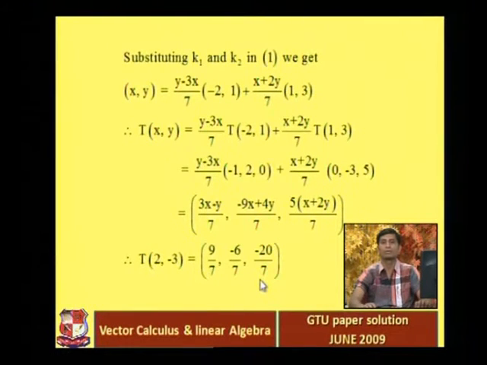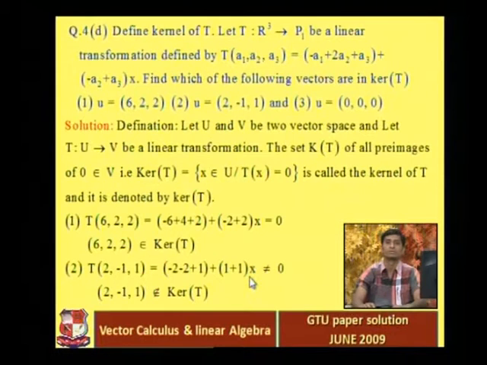The next question, question 4d: define kernel of T. Let T from R3 to P1, where P1 means the set of polynomials of degree 1, be the linear transformation defined by T of (a1, a2, a3) equal to (minus a1 plus 2a2 plus a3) plus (minus a2 plus a3) into x. Find which of the following vectors are in the kernel of T.